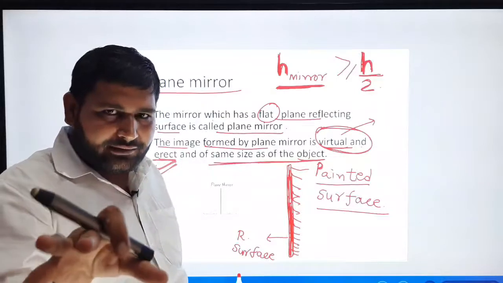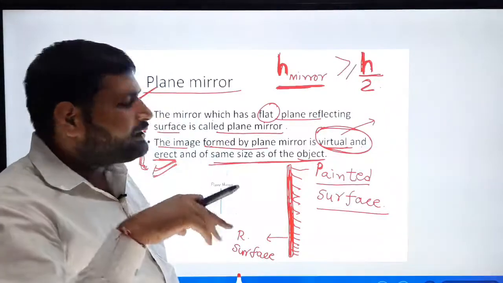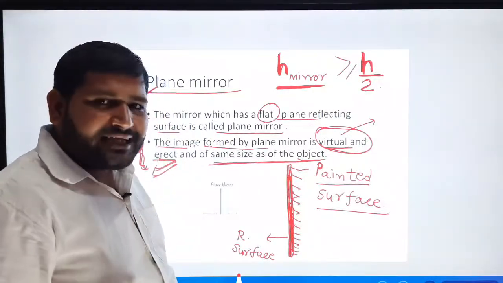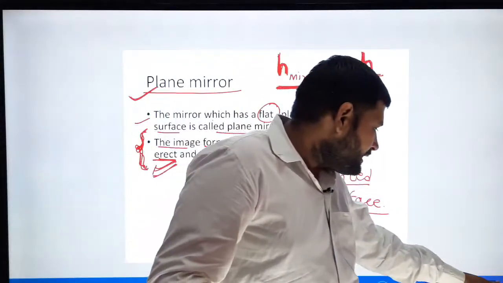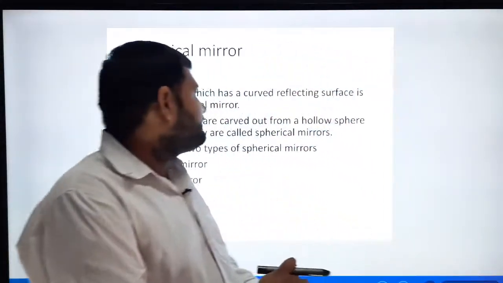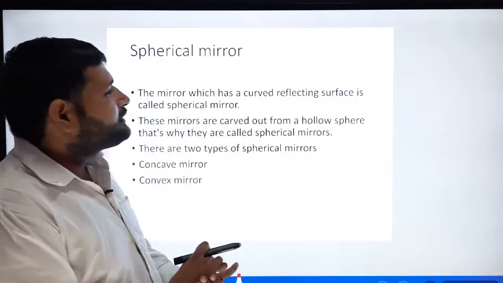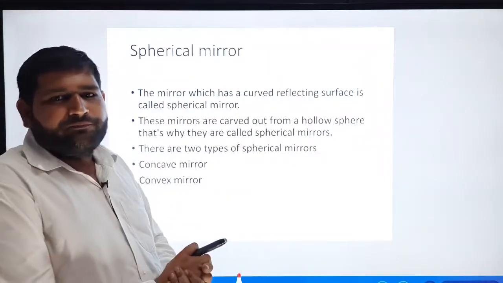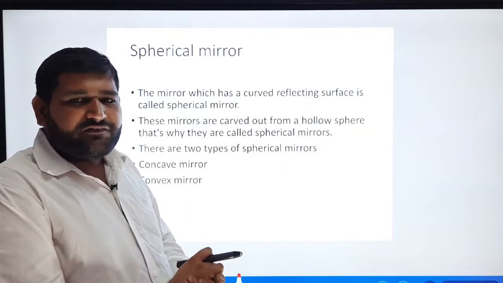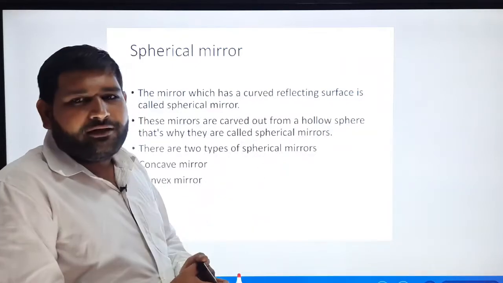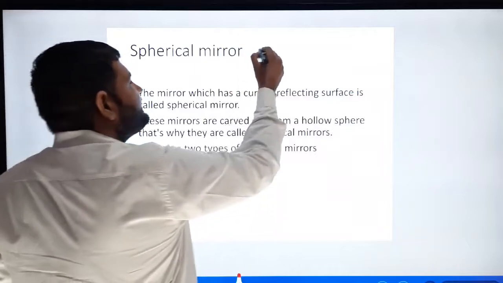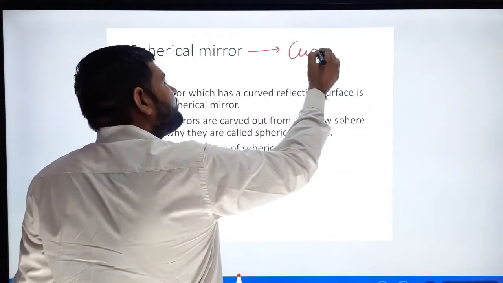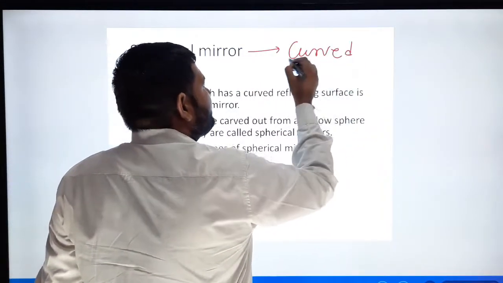That is the first category of mirror that we are studying today. Now let's move on to the second category, which is the spherical mirror. Now what is a spherical mirror? In the plane mirror, we have studied that the plane mirror has the reflecting surface as plane or flat, while the spherical mirrors have a curved reflecting surface.